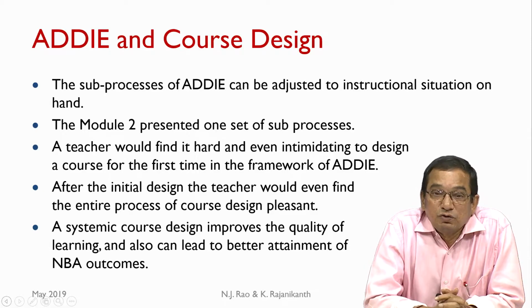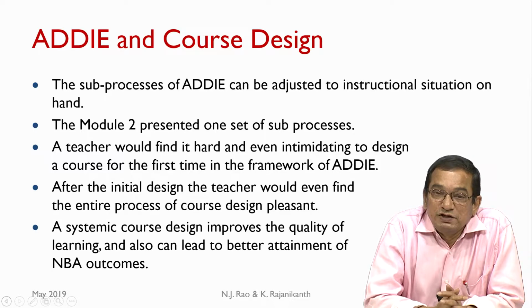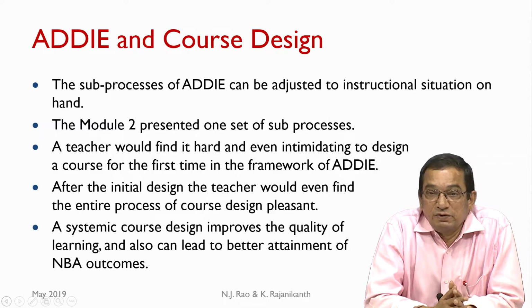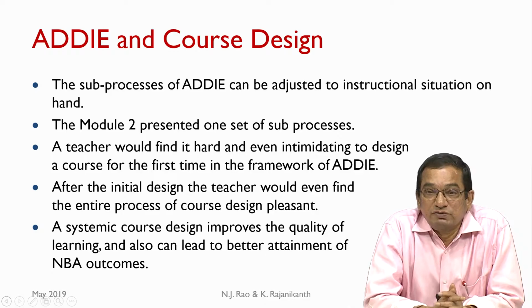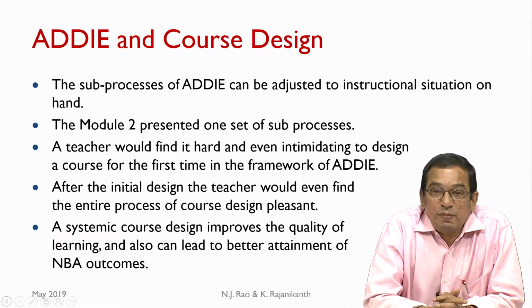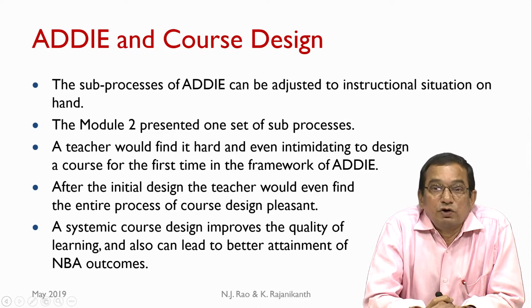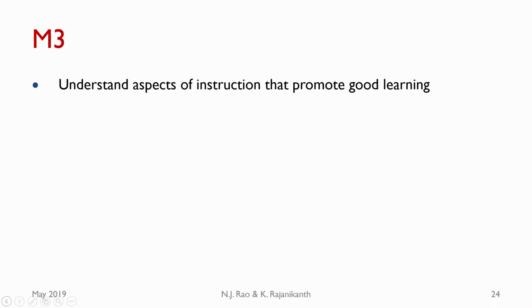A systematic course design improves the quality of learning and also can lead to better attainment of NBA outcomes, both at the course level, better attainment of course outcomes, and thereby better attainment of program outcomes and program specific outcomes. Thus, it leads to better learning and better attainment of the NBA outcomes, and it is very helpful to follow such a systematic process. So, that completes our module 2, and the next module, module 3, is concerned with instruction.